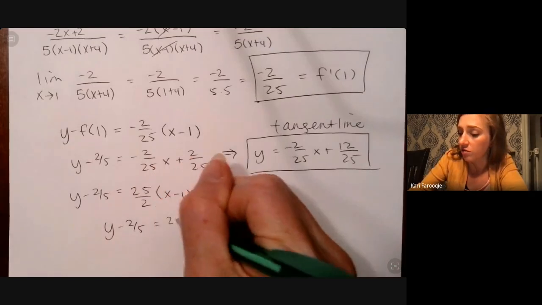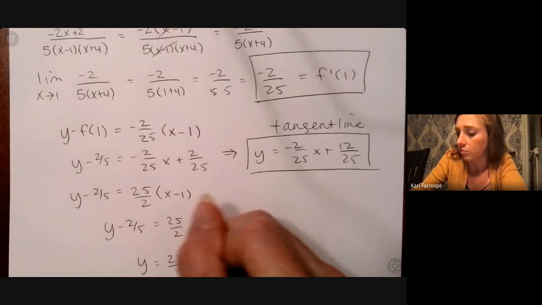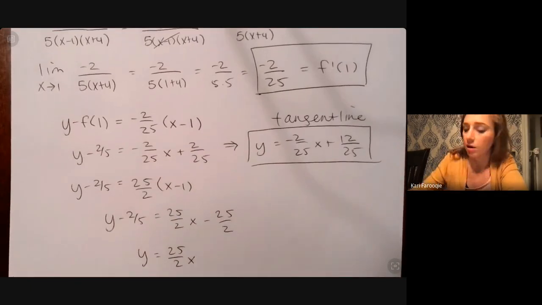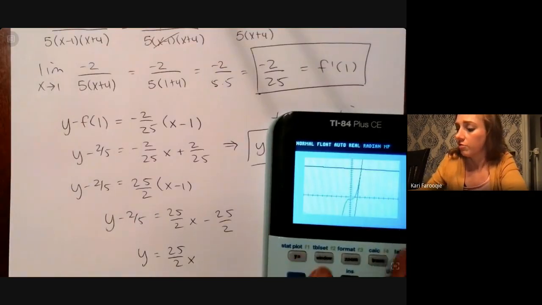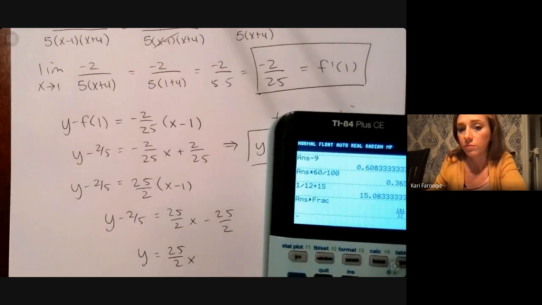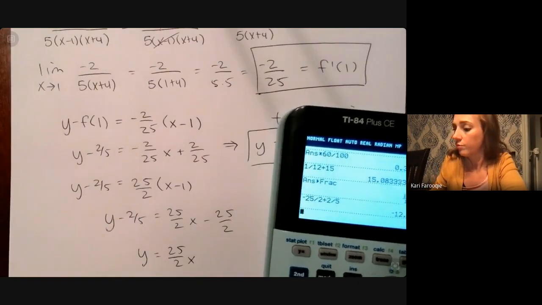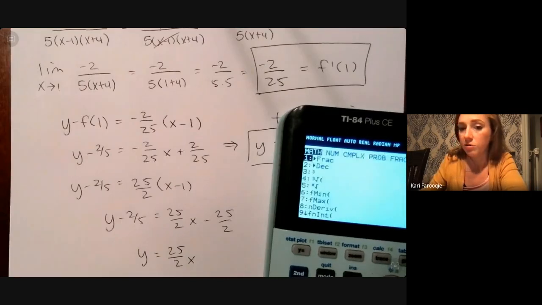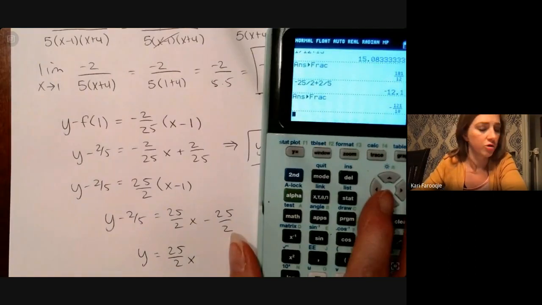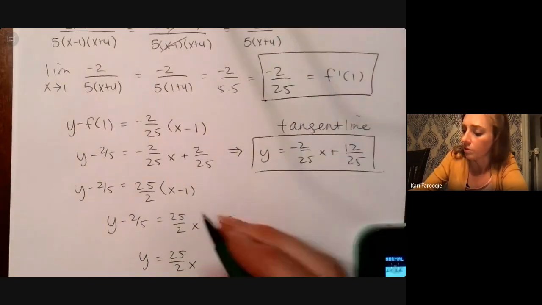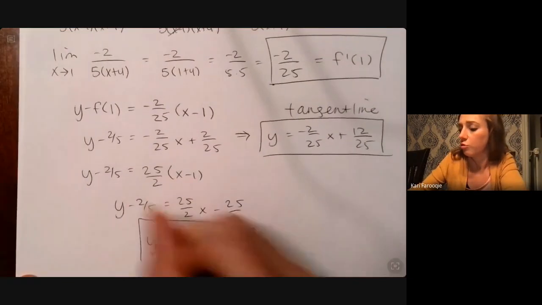Y minus 2/5 is 25 halves x minus 25 halves, and y equals 25 halves x. And put this in your calculator if you would like. So this would be negative 25 halves plus 2/5, and then math button right here, enter, enter, and you get negative 121/10. So minus 121/10. This is the equation for your normal line.